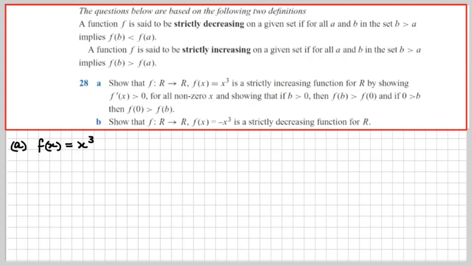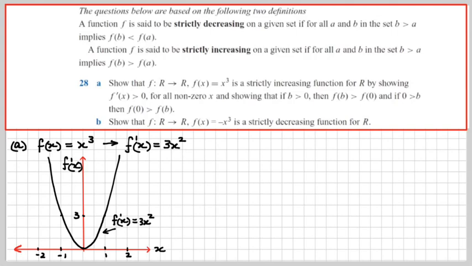The way I would do this, part A, show that it's a strictly increasing function for R. Right, I'll do it, you watch. That means that f dash of x equals 3x squared. Let's draw the graph of that. Now you can see, this is the gradient function. It's always positive. The gradient is always positive except when x is 0.